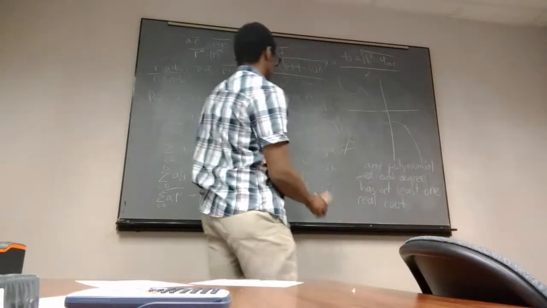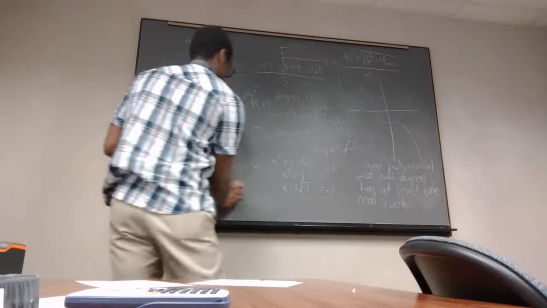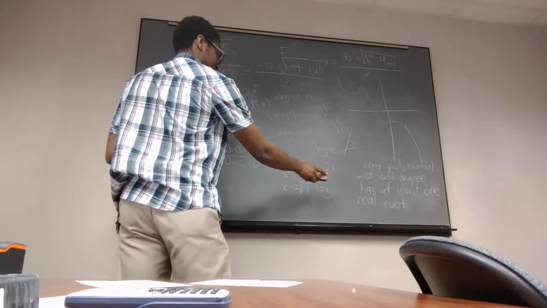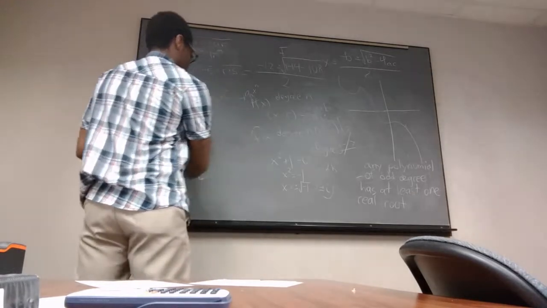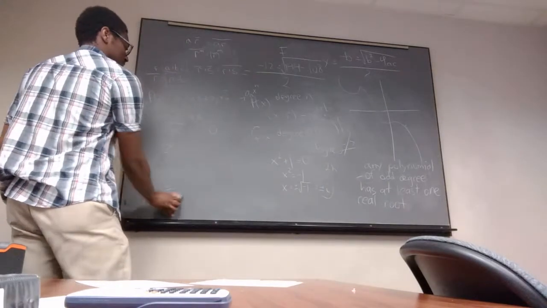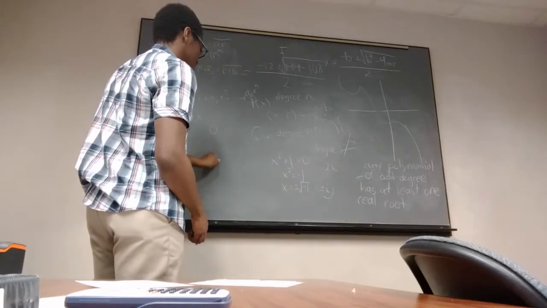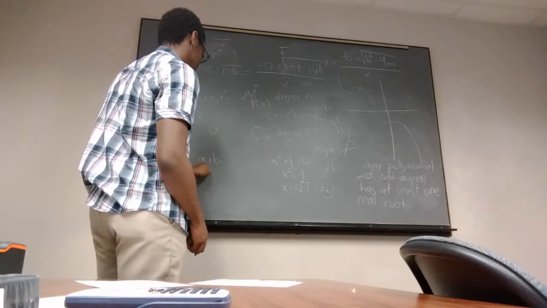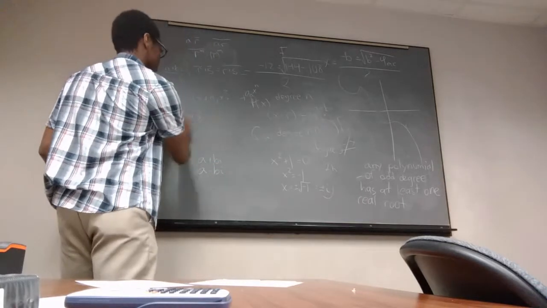And so the basic things to take away from this are that any polynomial of odd degree has at least one real root. If you have a complex root of a polynomial, say a plus bi, you also have a minus bi, because they come in pairs.